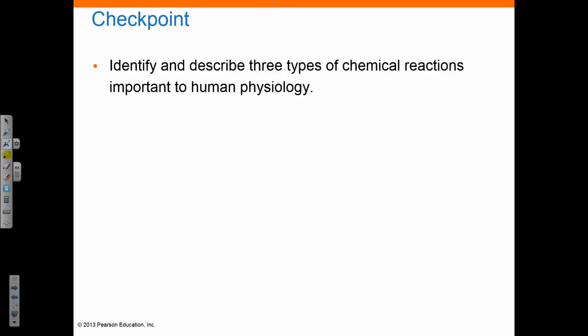The 3 types of chemical reactions important to human physiology are the decomposition reaction, which is the breakdown of larger molecules into smaller components associated with catabolism, the release of energy, and an example would be hydrolysis. Synthesis reactions, the formation of larger molecules from smaller molecules, are associated with anabolism, storage of energy in the bonds, and an example would be dehydration synthesis.